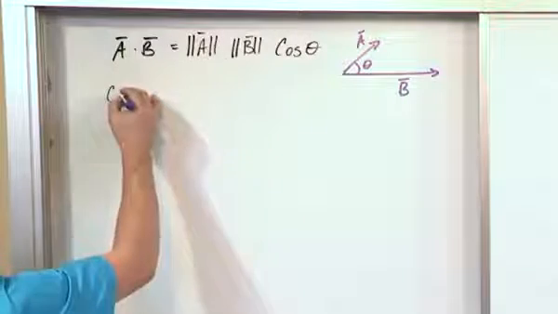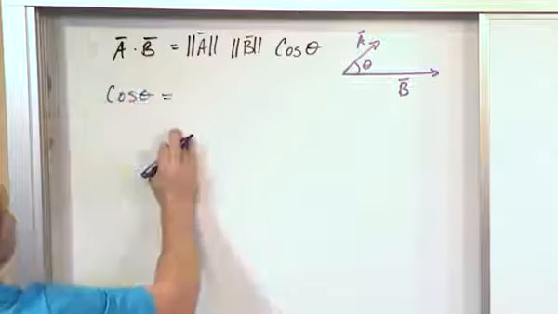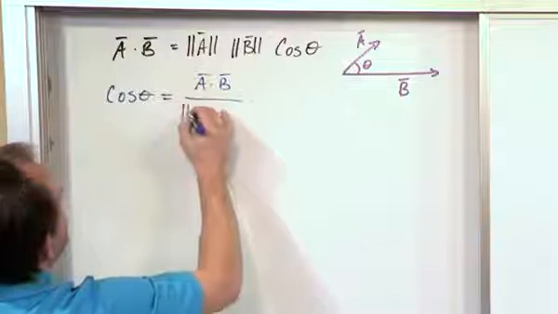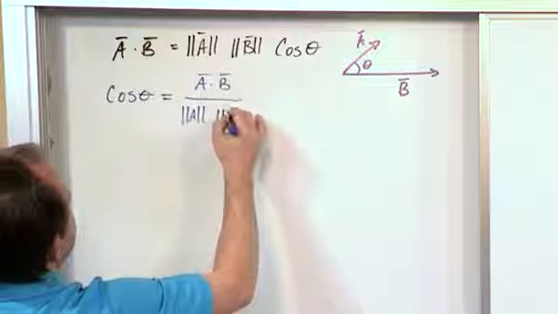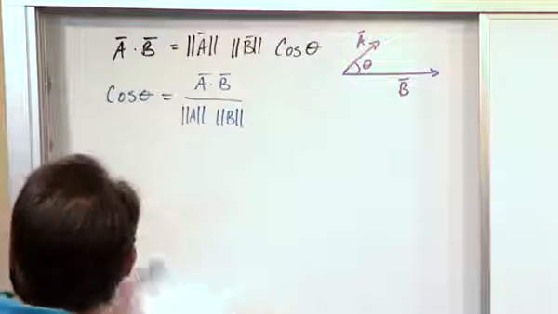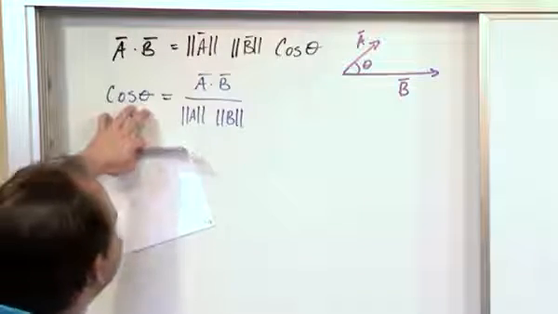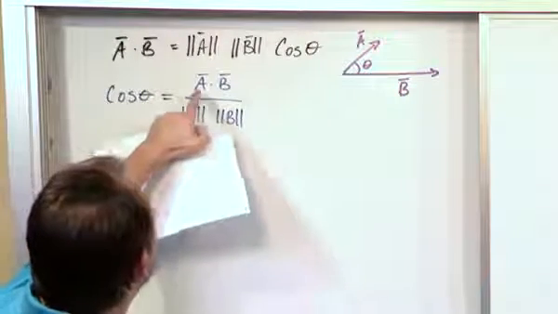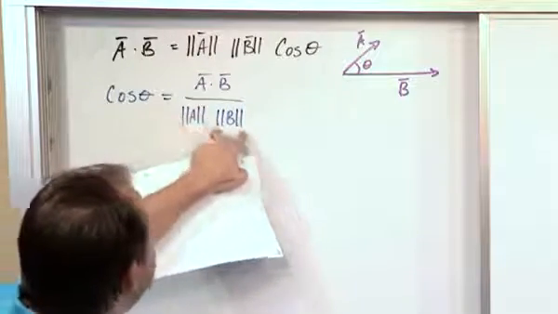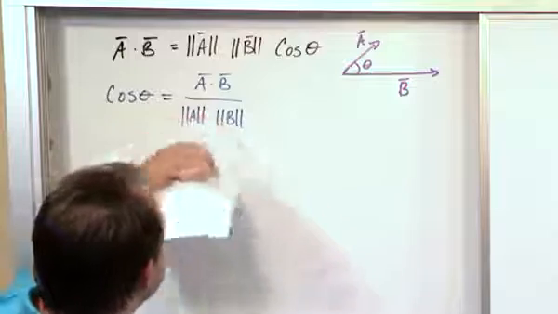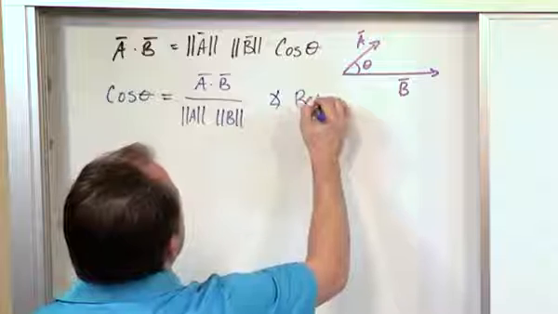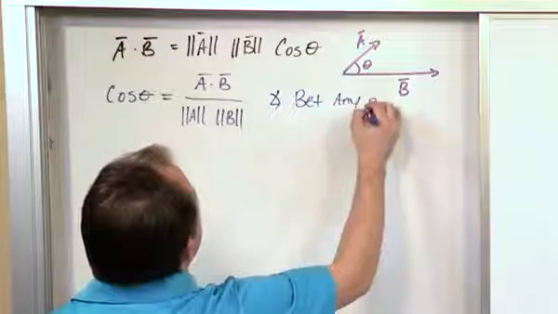So if we rearrange it to solve for cosine of theta, then what we're going to get is A dot B, and we can divide by the magnitude of A times the magnitude of B. All right, so what this is telling us is that if you would like to calculate the angle between two vectors, then all you have to do is take their dot product. That'll give you a number in the numerator, and then you find the magnitude of A and the magnitude of B separately, multiply them together, and then take the division, and you got it. So this is giving you the angle between any two vectors.